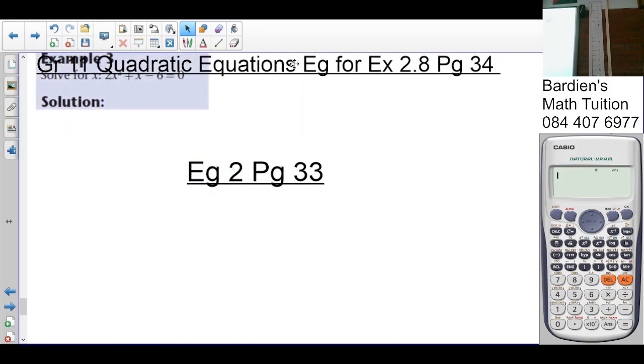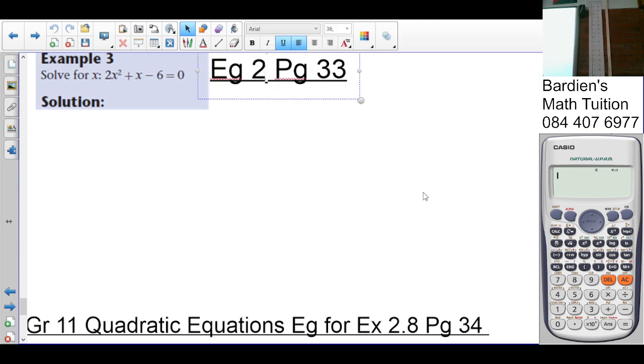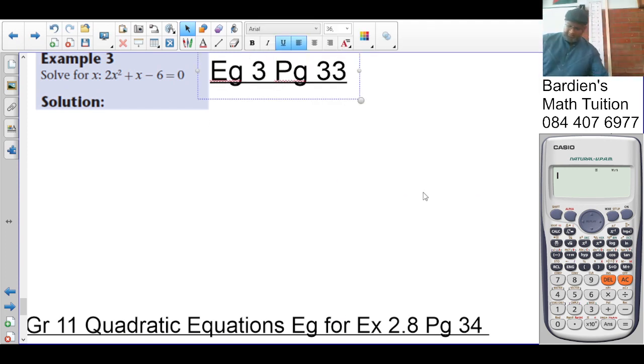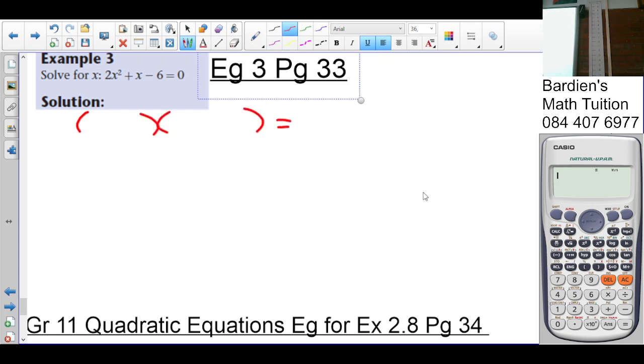Example 3, and example 3 is on page 33. So in example 3 on page 33, again we are asked to solve for x. 2x squared plus x minus 6 equal to 0. So, is that in standard form of ax squared plus bx plus c? Yes. So what do we need at this point? We need to factorize. So what goes on the line?